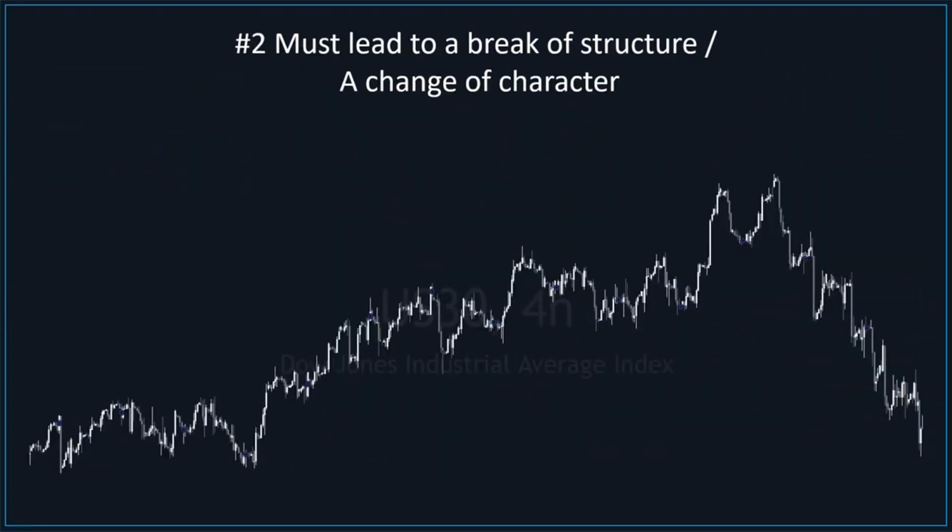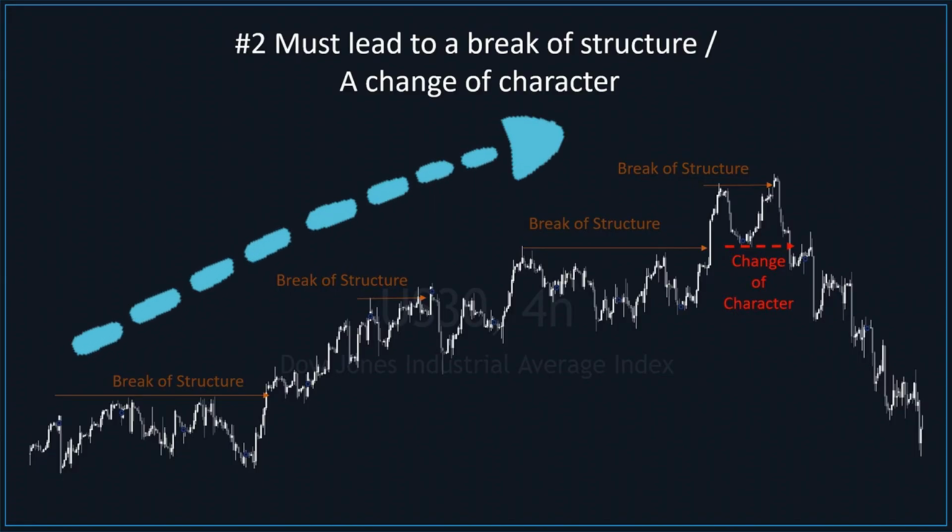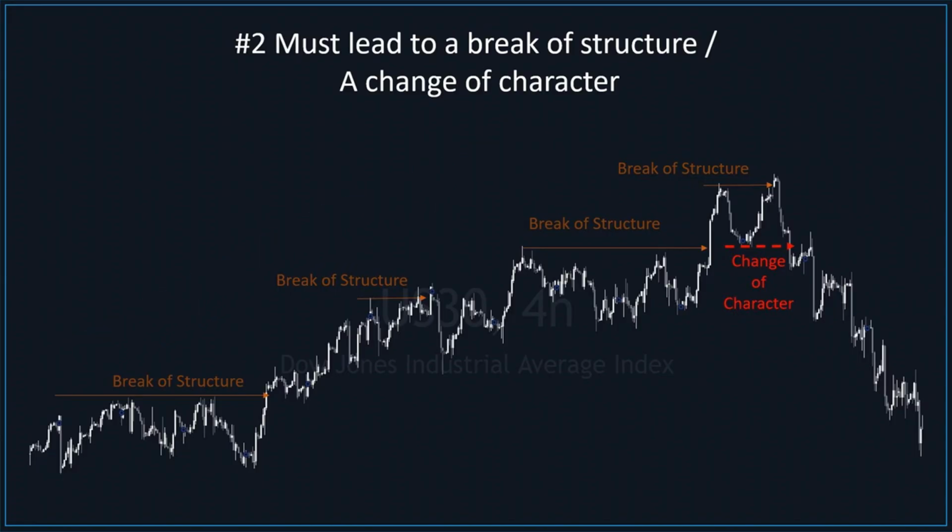Rule number 2, price must lead to a break of structure or change of character. This is where the magic happens. A break of structure is when price breaks key levels, signaling a continuation of the trend. And then there's the change of character, my favorite. This signals the trend is flipping like a pancake on Sunday morning. Look at this example, we're in an uptrend, price is breaking structures to the upside, but then, boom, a change of character. Price starts moving down, saying, hey, sellers are stepping in.